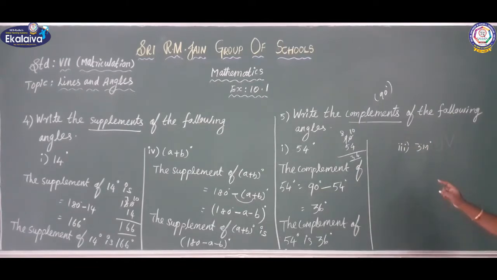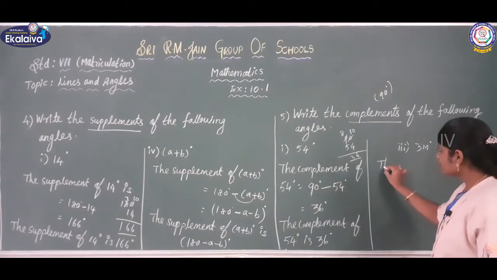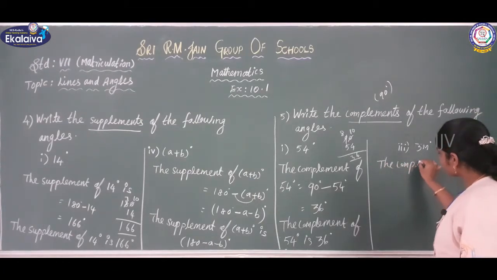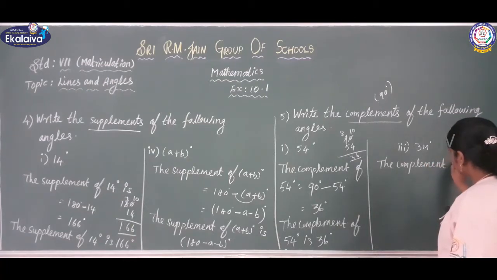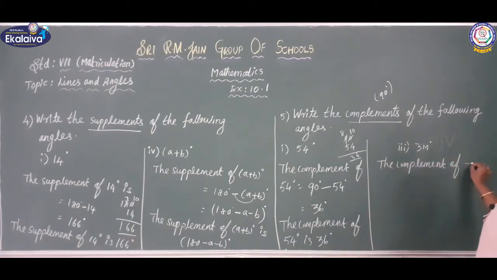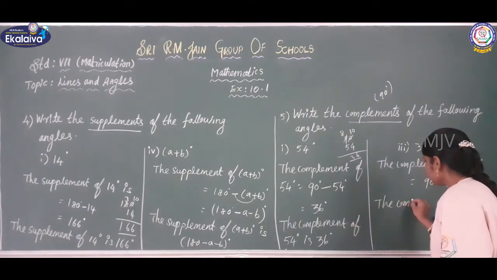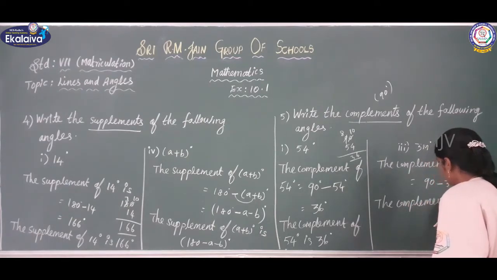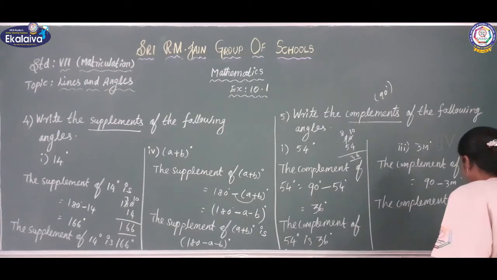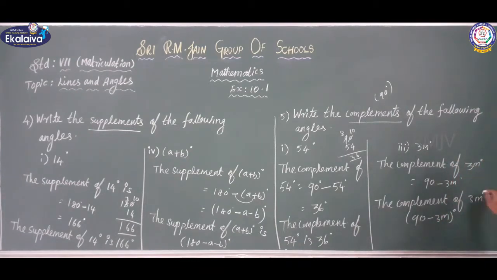Okay. See the next one. Here 3m degree is given. So, we need to find out the complement. The complement of 3m degree equal to 90 minus 3m degree. Okay. So, this is the answer. The complement of 3m degree is 90 minus 3m degree. Is it clear, children?